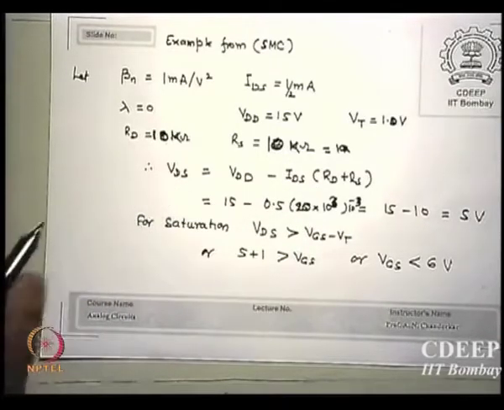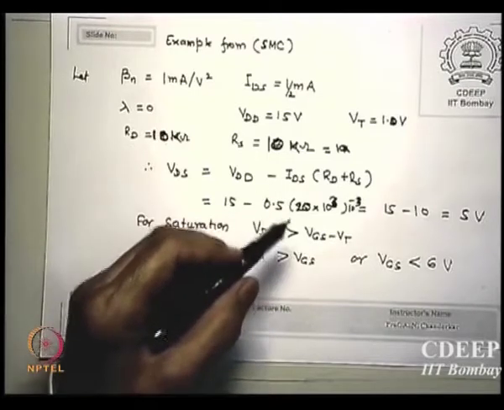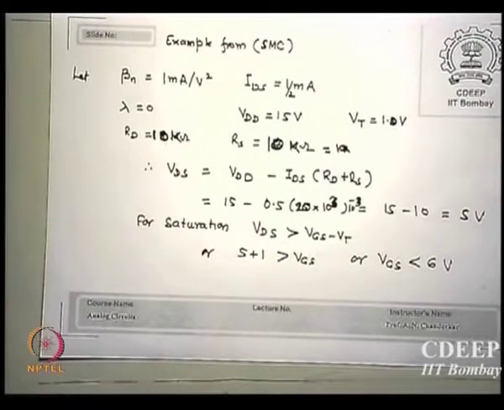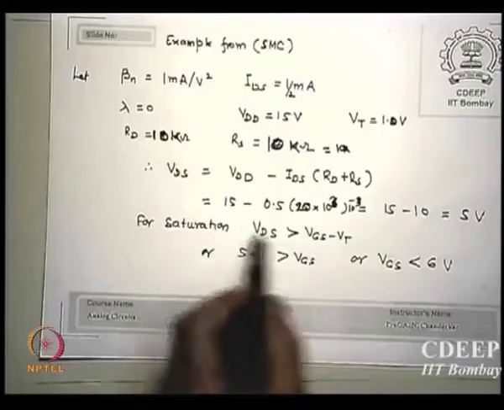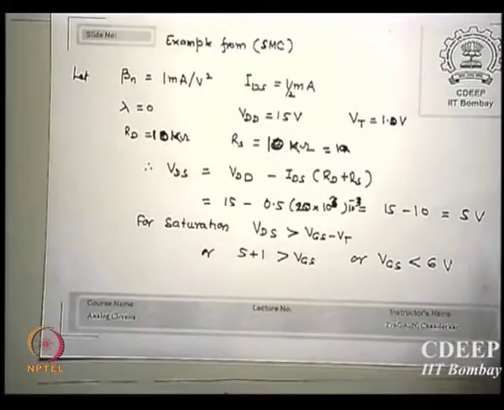So how much is VDS? VDD minus IDS times (RD plus RS). In this case, we don't have to consider IE RE or IC RC separately because IC and IE are the same here. So it is IDS times (RD plus RS). So I get VDS equal to 5 volt.